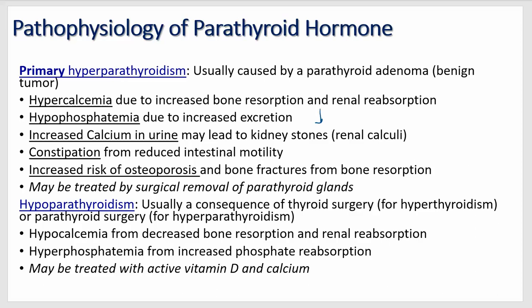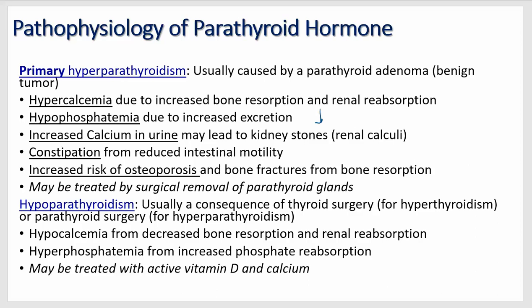Constipation from reduced intestinal motility, because you have too much calcium, it's harder to depolarize cells for that motility. Increased risk of osteoporosis because you're stealing all the calcium away from the bones. Okay, so maybe treated. Wait, I think I said that you didn't have a parathyroid. Yeah, your parathyroid is too active. It's too active in hyperparathyroidism. Okay, so maybe treated then by surgical removal of parathyroid glands. I think I said something wrong.